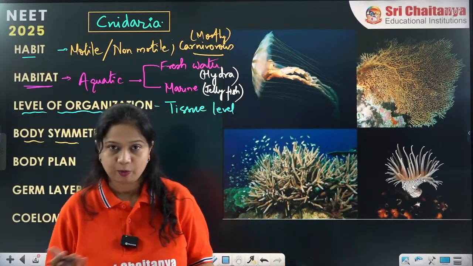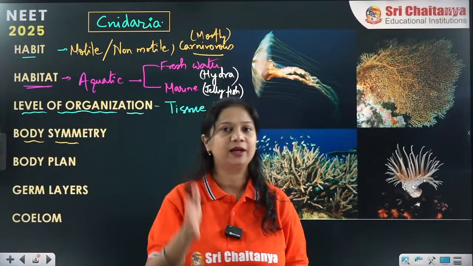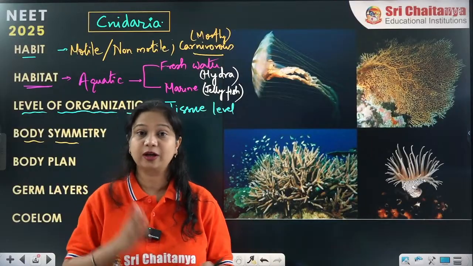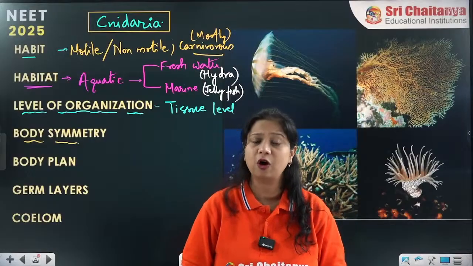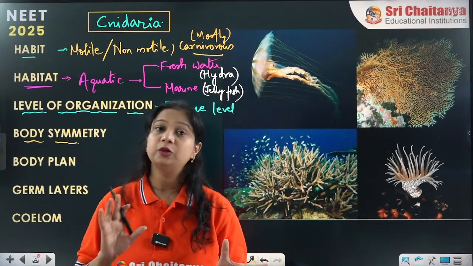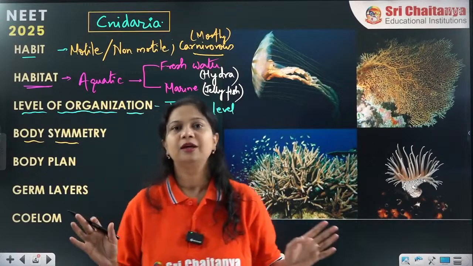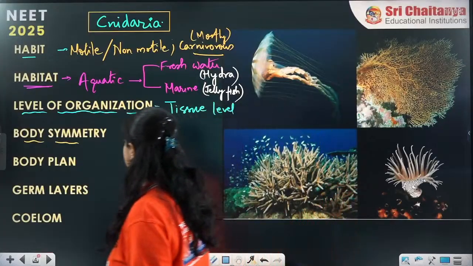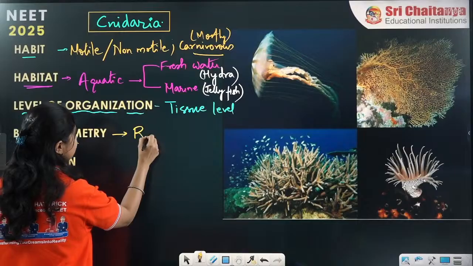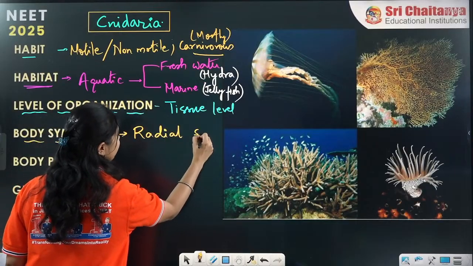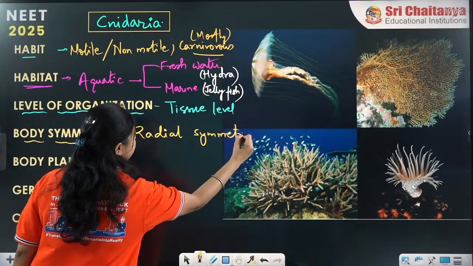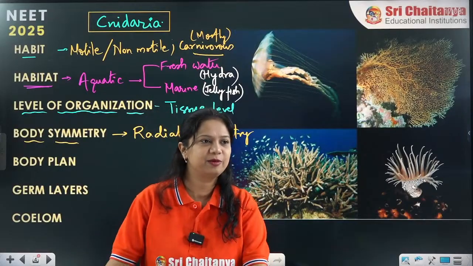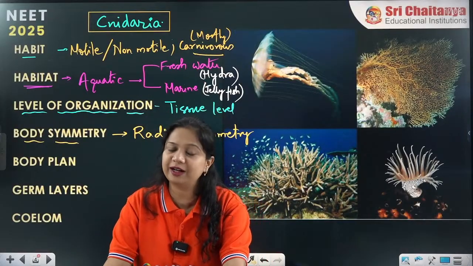Body symmetry is the method by which we can cut the organism into two equal halves. In porifera we have seen they had no symmetry. Means if we cut the organism into any portion, in any form, it will not be identical to each half. The two halves will be asymmetrical. So such type of body symmetry is asymmetric. Now body symmetry in this case shows radial symmetry. And I am very sure my intelligent students know the meaning of radial symmetry.